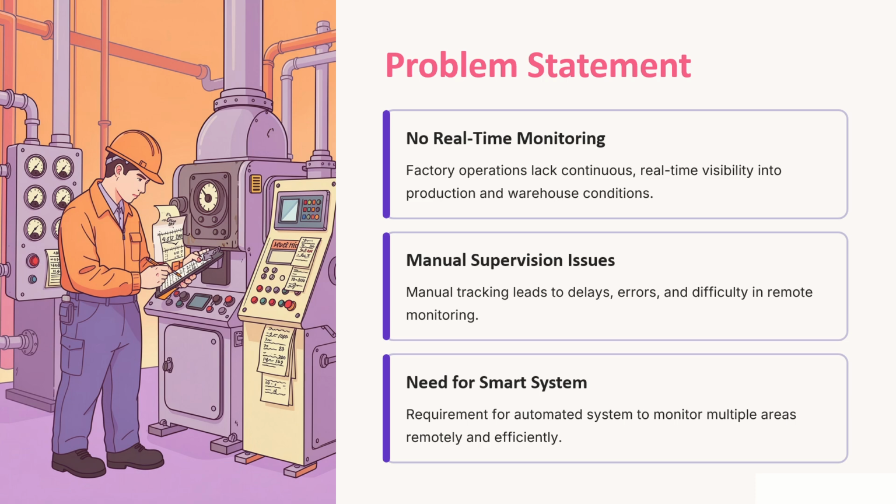Another issue is that monitoring multiple areas like production lines and warehouses at the same time is difficult. Also, remote monitoring is not possible in such systems. So, there is a clear need for a smart system that can automatically monitor conditions, provide real time updates, and generate alerts when something goes wrong. This project addresses all these problems using IoT technology.